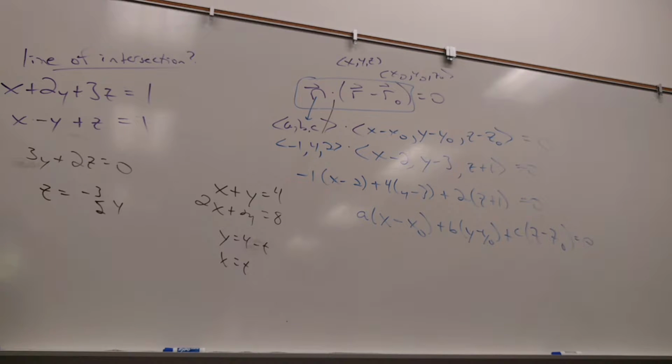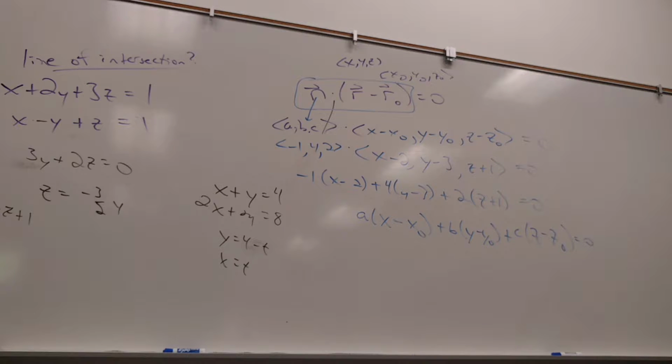X would equal y minus z plus 1, right? But now I know what y is in terms of z, right? So now I can get x in terms of z. So now z is like my t. Do you guys see that? This is one way to do this.